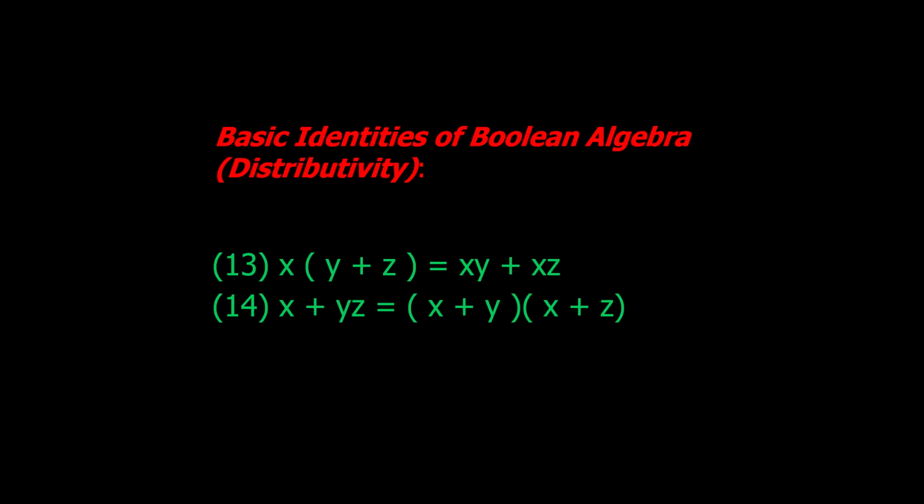Now the distributive property of Boolean algebra. Here you see that you have both operations. We have an AND operator here and an OR operator here. If you open the bracket, you can multiply x with y, and x is also multiplied with z, so plus x into z. This is the result. This is the distributive property.